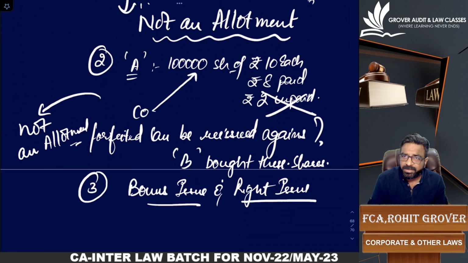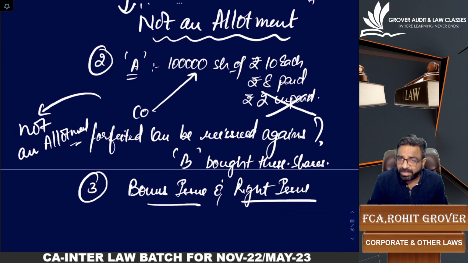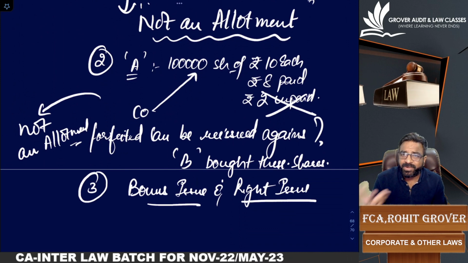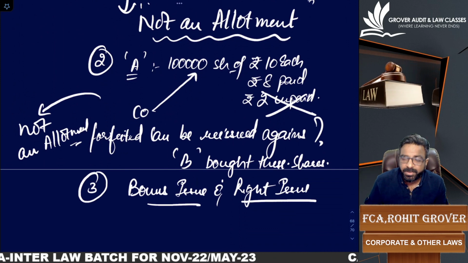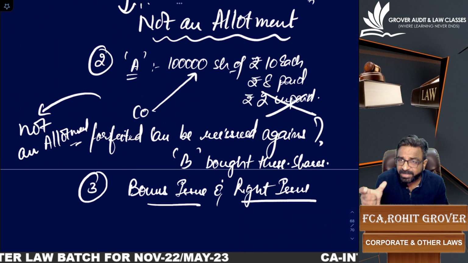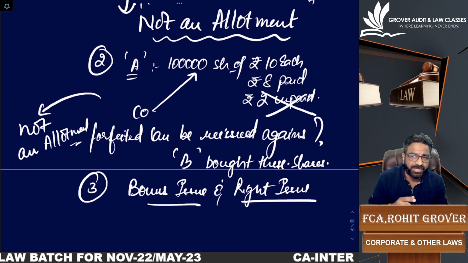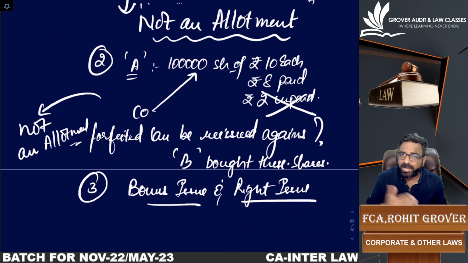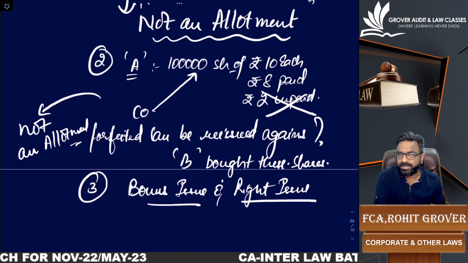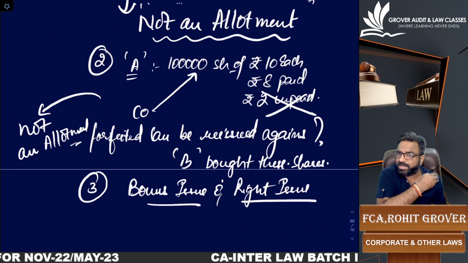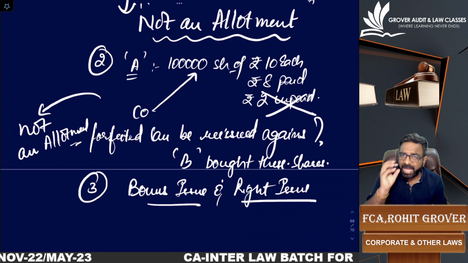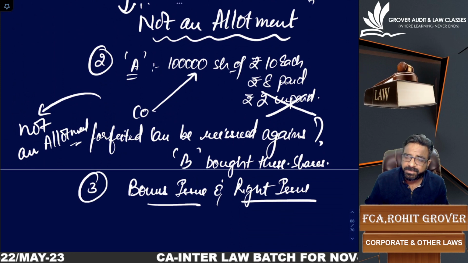Fresh shares. So does it matter to whom we are issuing, or what we are issuing? What we are issuing, that matters. It doesn't matter to whom we are issuing. Bonus shares are also a part of unissued capital, and right shares are also a part of unissued capital which we are issuing. But are we issuing them fresh capital or not?